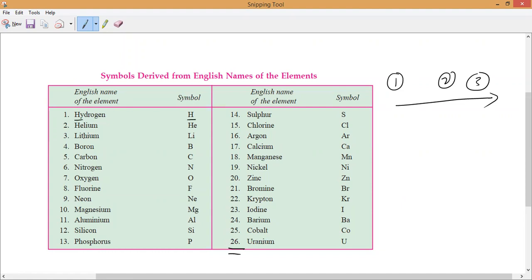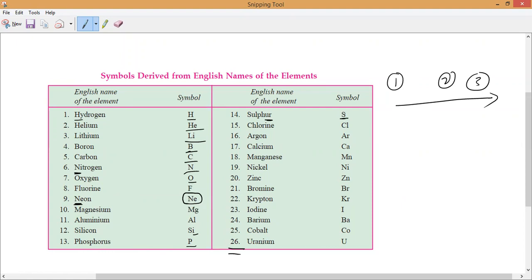H. Helium, He. Lithium, Li. Boron, B. Carbon, C. Nitrogen, N. Oxygen, O. Have you noticed? Everywhere they are taking the first letter and, if possible, the second letter also. Is it yes or no? For example, nitrogen is N, but neon also starts with N, so for neon they are taking Ne.